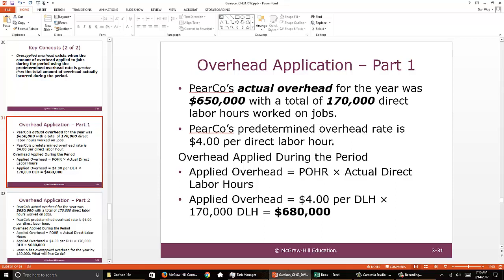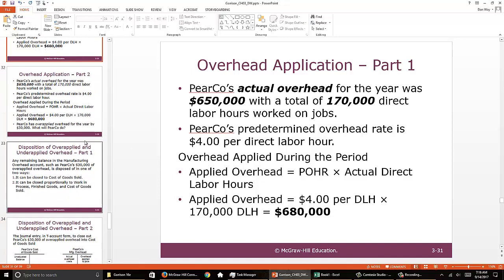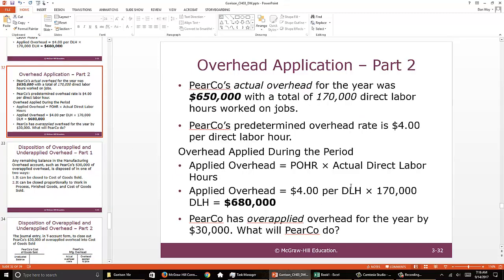So what we're comparing to come up with over or under applied overhead is the actual overhead of 650,000 versus applied overhead of 680,000. So already we can see that we're over applied, right? We've applied more than we actually incurred, so we must be over applied. And this last bullet point here just summarizes that. So the 680,000 versus the 650,000, we're over applied by 30,000. We have to clear that credit balance in the manufacturing overhead account out at the end of the period.